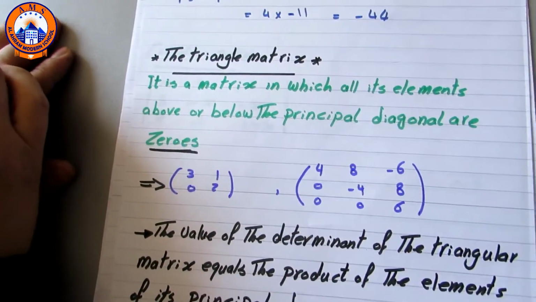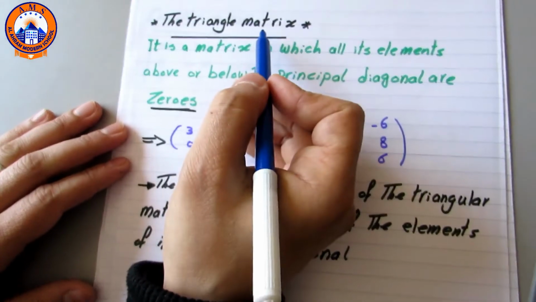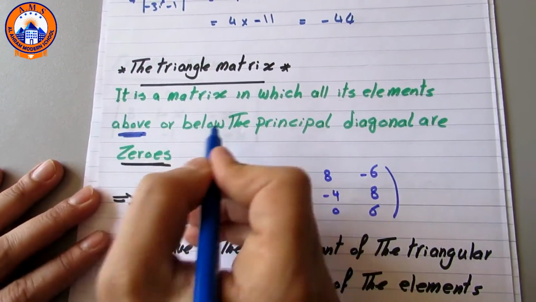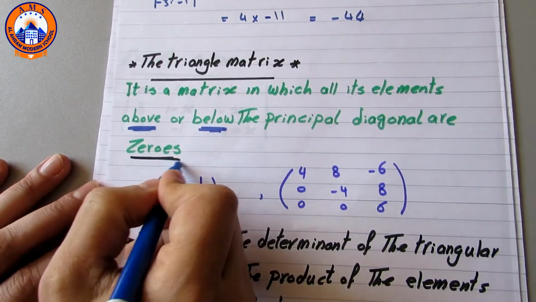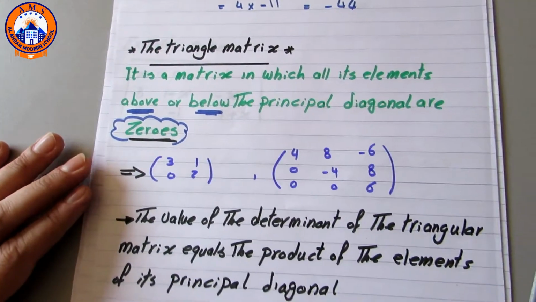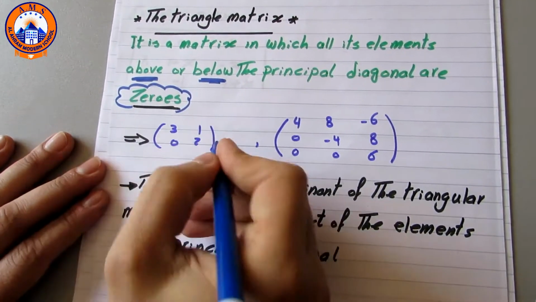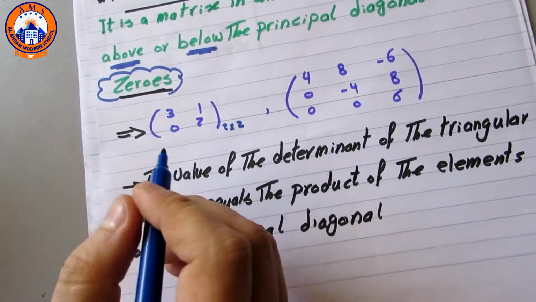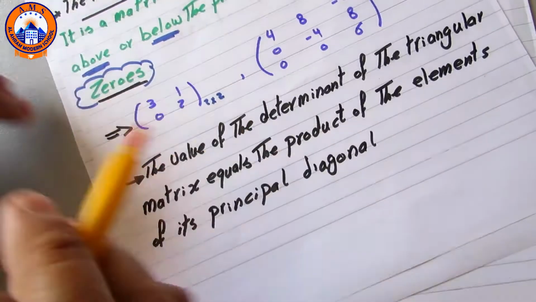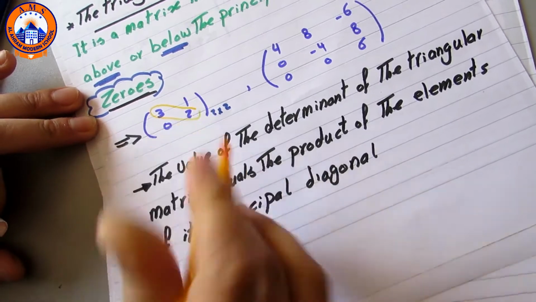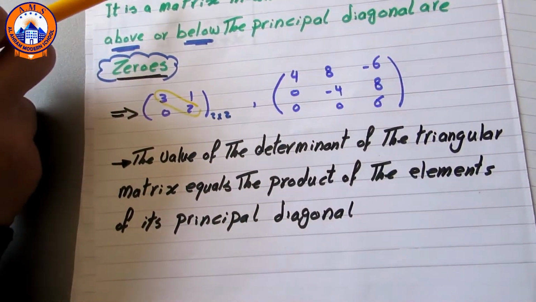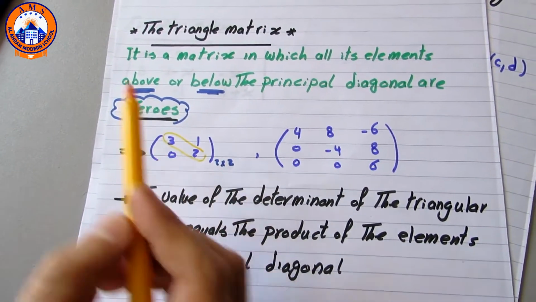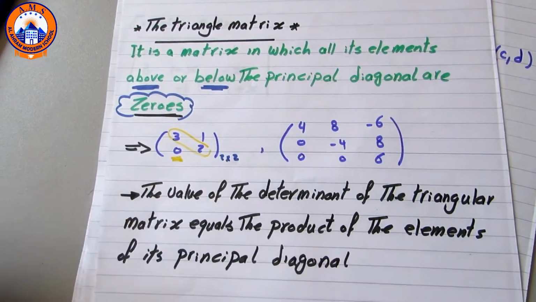The second part of the lesson, the triangular matrix. What is the meaning of the triangular matrix? It's a matrix in which all its elements above or below the principal diagonal are what? Are zeros. For example, if we have a matrix and the order of the matrix is 2 by 2, look, this means the diagonal 3 and 2. So again, what about the triangular matrix? A matrix in which all its elements above or below are what? Are zeros.